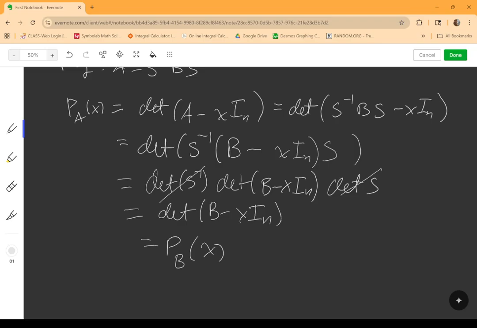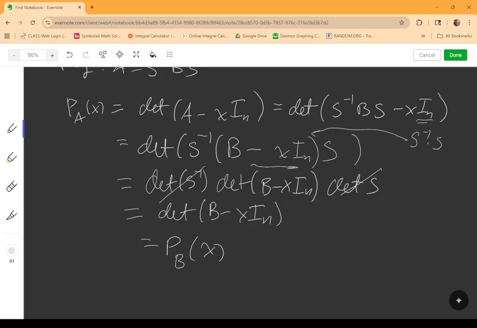A couple of things here. I realized that I skipped a step in coming up with this property. Since S is non-singular, we can write I as S inverse times S. If you plug that in for I N, then you can factor it in this form. And they have the same characteristic polynomial.